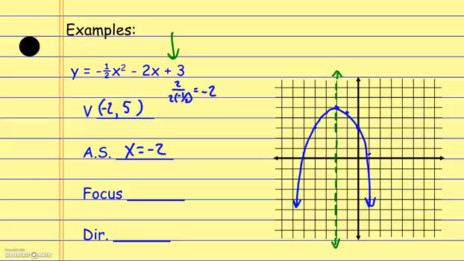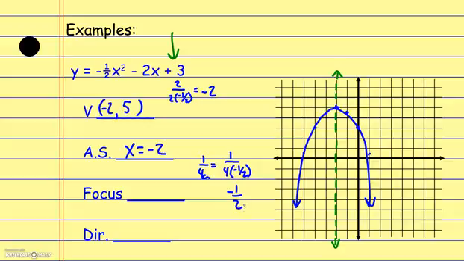Let's find the focal length. The focal length is 1 over 4a. So I plug in what I know. I know 1 over 4 times a, which is a negative 1/2. When I calculate this, 1 over 4 times a negative 1/2 is 1 over a negative 2, so I get a negative 1/2. So the focal length is a negative 1/2.